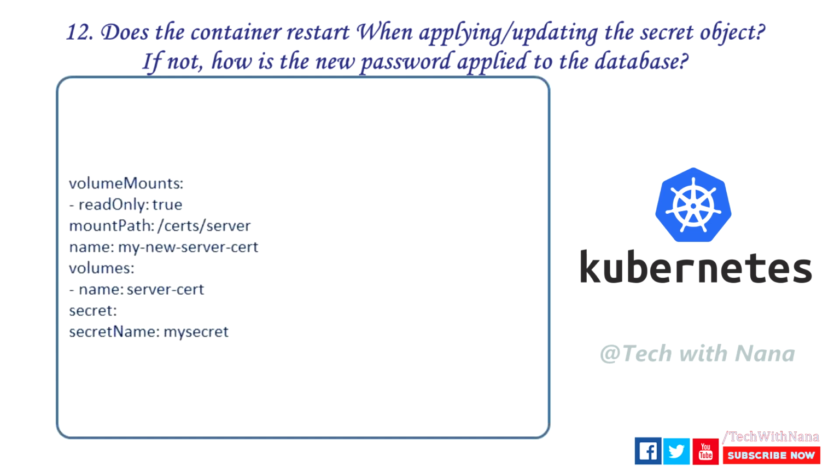Also, it depends on how the secret is consumed by a container. If env vars, then no. If a volume mount, then the file is updated in the container ready to be consumed by the service, but it needs to reload the file. The container does not restart. If the secret is mounted as a volume, it is updated dynamically. If it is an environment variable, it stays as the old value until the container is restarted.